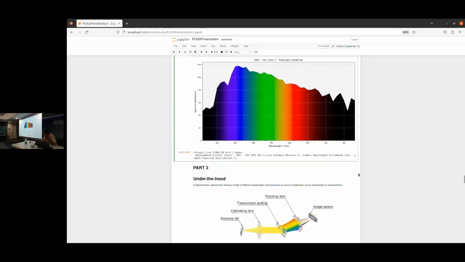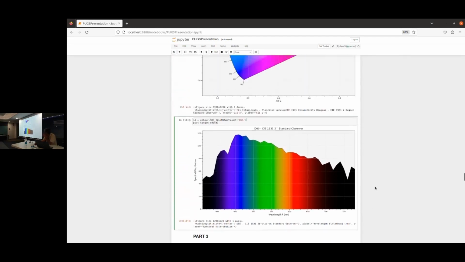Okay, so now we're ready to go to part 3, and this is more related to hardware. We've worked with the assumption that a spectral distribution was available to us. Either we synthesized it through a data array, and then we could ask other questions. What is the chromaticity? What is the correlated color temperature? What is the whiteness? What is the color rendering index?